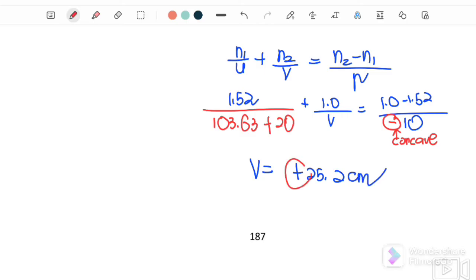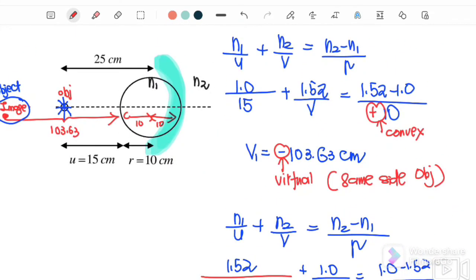Positive here indicates that this is a real image, and a real image will form on the opposite side from the real object. The real object is on our left hand side, so the real image will form here, 25.2 cm from the second refractive surface. So this is the second image formed, image 2.